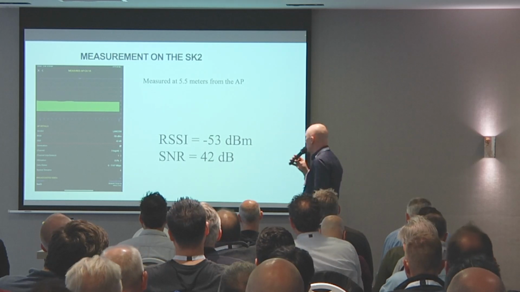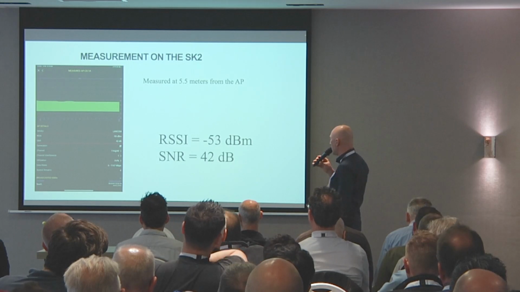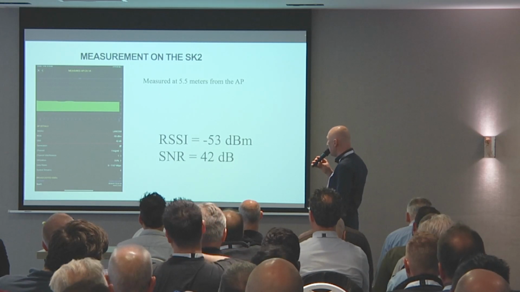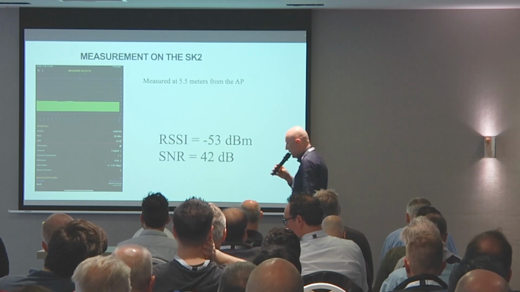Now, this is the measurement on the Sidekick 2. As you can see, we have an RSSI of negative 53, and our signal to noise ratio is in this case 42 dB.